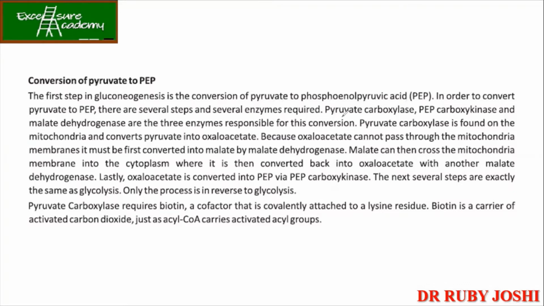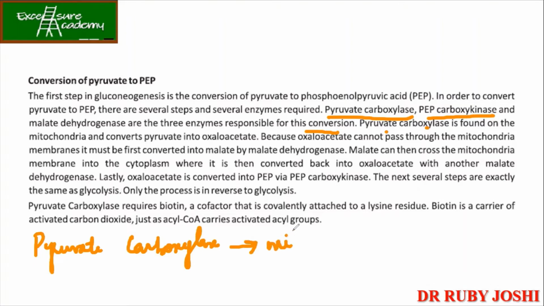The three enzymes responsible for this conversion are pyruvate carboxylase, phosphoenol pyruvate carboxykinase, and malate dehydrogenase. So pyruvate carboxylase is found in the mitochondria, and converts pyruvate into oxaloacetate. Guys, you need to pay a little attention here. Carboxylase means that a carbon group, that is CO2, is being added. So pyruvate carboxylase is found in the mitochondria.